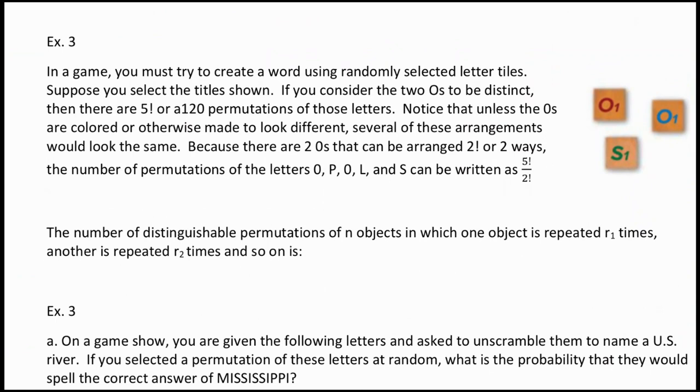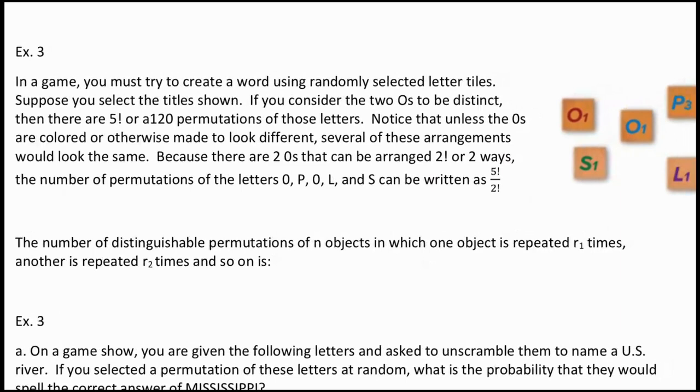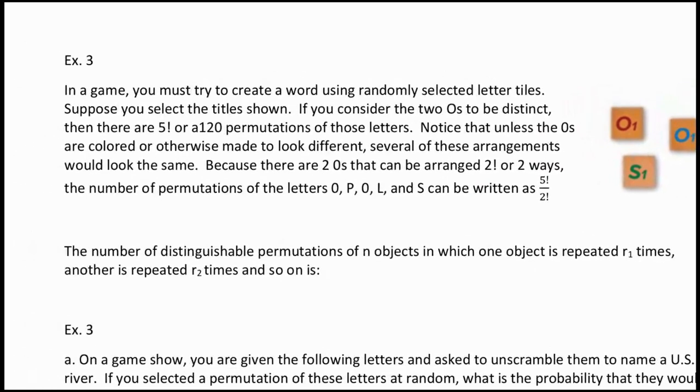And when we play Scrabble, we can have letters that repeat themselves. Do we all understand that? In this case, it's O's. So if they're colored differently, they're distinct. Does that make sense? A red O and a blue O are not the same O's. But if they're not colored differently, we start to run into some issues. Unless the O's are colored or otherwise made to look different, several of these arrangements would look the same.